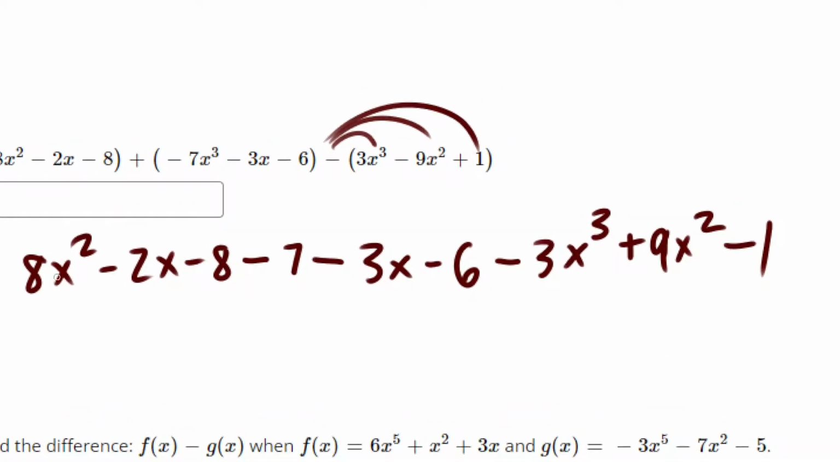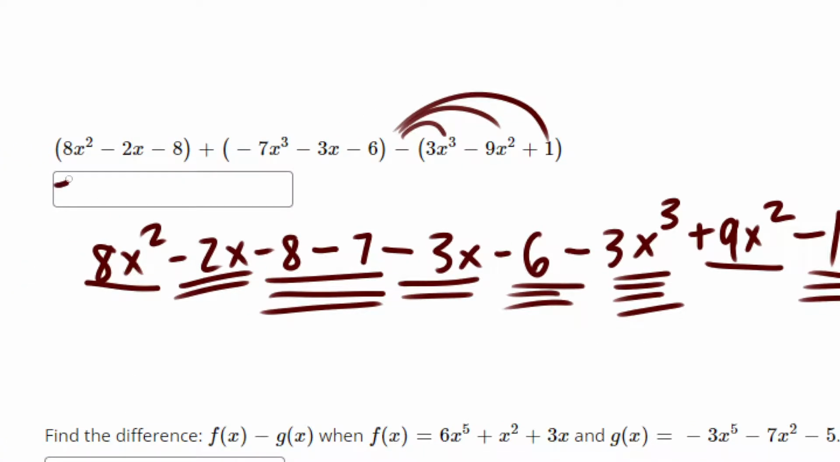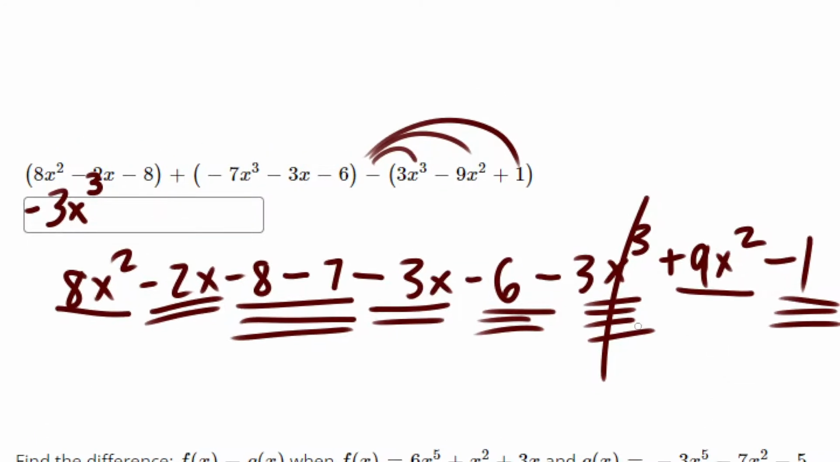And now we can figure out which ones are like terms. So we have this and this, this and this, these, and these, and then this. I like to write it in descending order. So 3x cubed takes care of this term. And then 8x squared plus 9x squared is going to give you 17x squared. So these terms are taken care of.